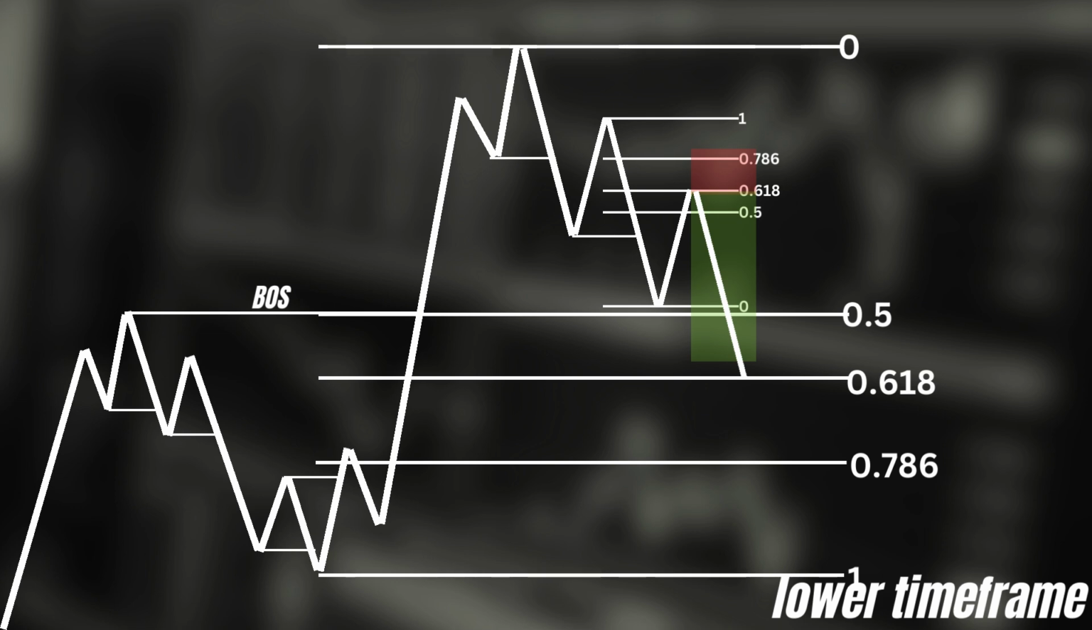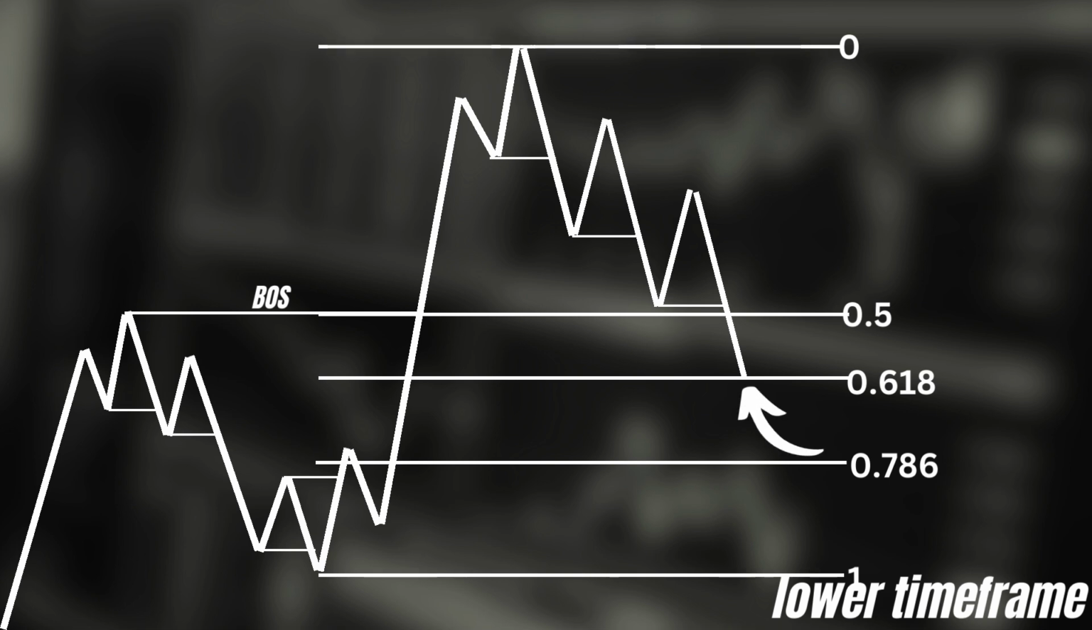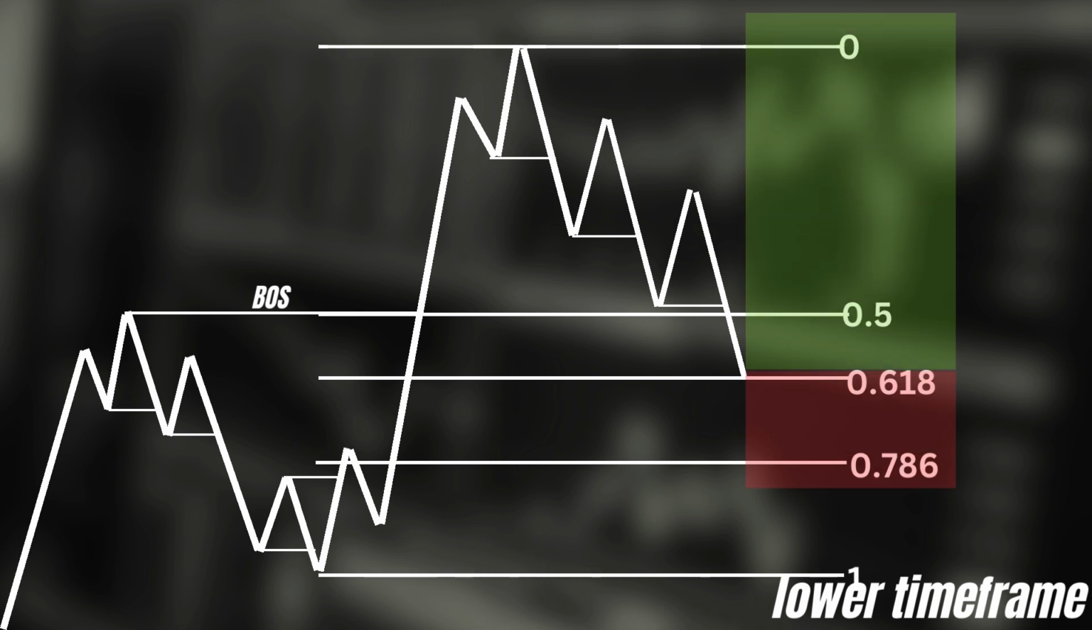Now that price has finally touched the 50% level, we stop looking for short-term sells and prepare ourselves for long-term buy orders. Price has finally retested our 61.8% level. From here, execute your long-term buy orders with a stop loss below the 78.6% level and set your take profit above the higher timeframe swing high and wait for the market to play out.